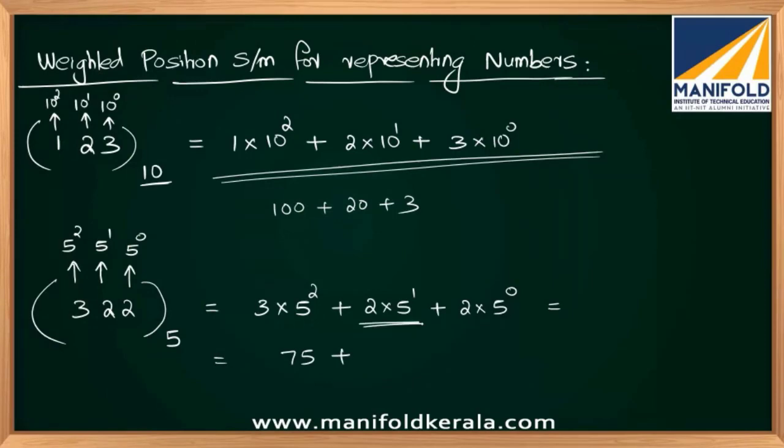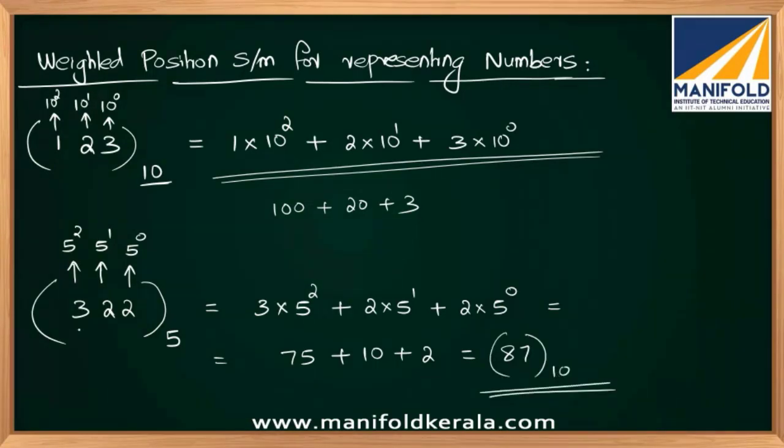And what is 2 into 5? 2 into 5 is 10. And what is 2 into 5 raised to 0? 5 raised to 0 is 1. So 2 into 5 raised to 0 is 2. And what is this result? It is equal to 87. So this is the value in your actual decimal number system.